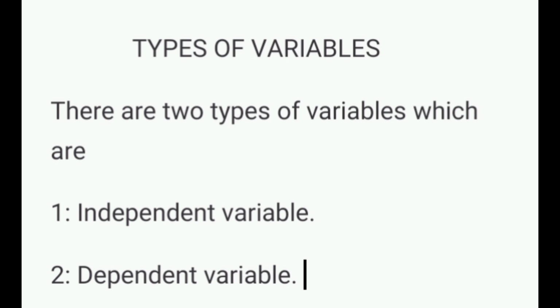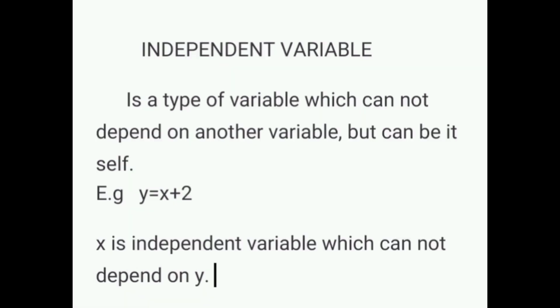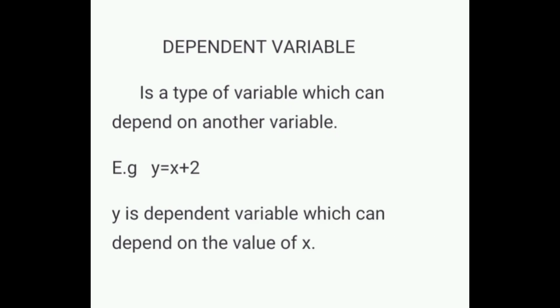Types of variables. There are two types of variables, which are the independent variable and the dependent variable. An independent variable is a type of variable which does not depend on other variables but can stand by itself. Example, y is equal to x plus 2. X is the independent variable which does not depend on y. A dependent variable is a type of variable which depends on other variables. Example, y is equal to x plus 2. Y is the dependent variable which depends on the value of x.